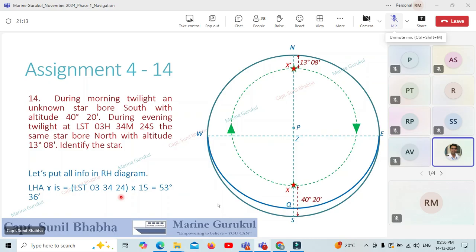Okay, sir. 360 degrees completing the full circle, making it 24 hours, gives us that factor of 15 for conversion. So whenever converting time to angle or angle to time, it will always be 15. When you are looking for the motion of the bodies, then it will be different. Okay, sir. Understood.